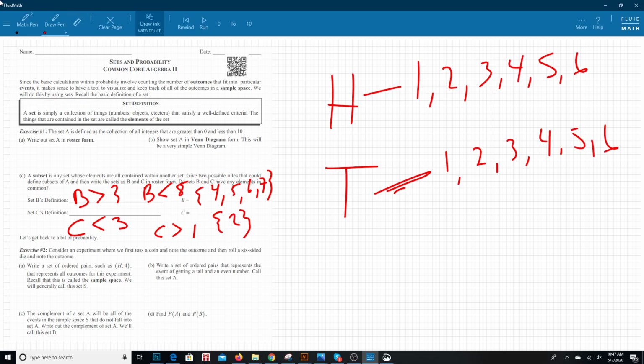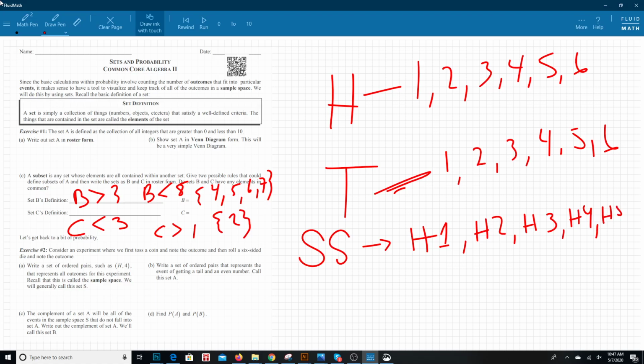So if we were to list our entire sample space, that would be H1, H2, H3, H4, H5, H6.